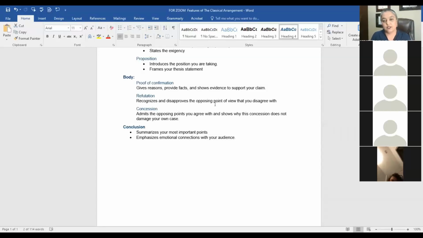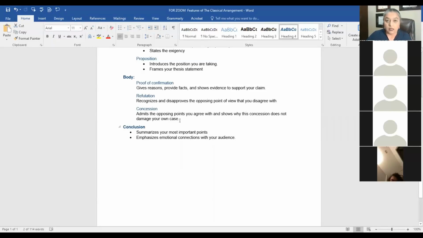Now, we did discuss refutation and concession in our previous meeting. It's up to you how you approach it. Some students like to briefly bring it in every now and then within their paper. Some try to keep it to just one entire paragraph. The conclusion will summarize your most important points and emphasize emotional connections with your audience. Again, bring the point back to them. Don't let them lose the point, the idea that you were trying to bring across. The whole idea of this paper was whatever your main point is and how it relates to your audience.